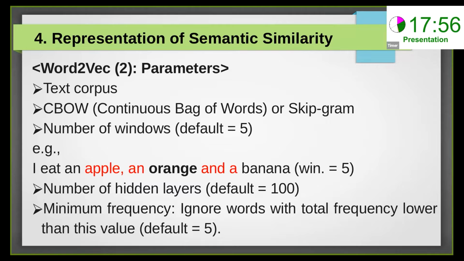The number of hidden layers here means the number of components of a vector, and the default is 100. And the last parameter that I introduced here is the minimum frequency. That is, one ignores words with total frequency lower than this value. And so by this minimum frequency, less frequent words are ignored or removed, and the default value is 5.